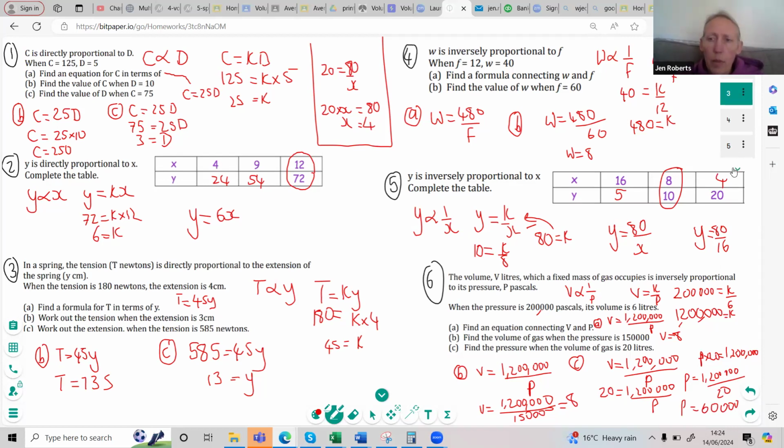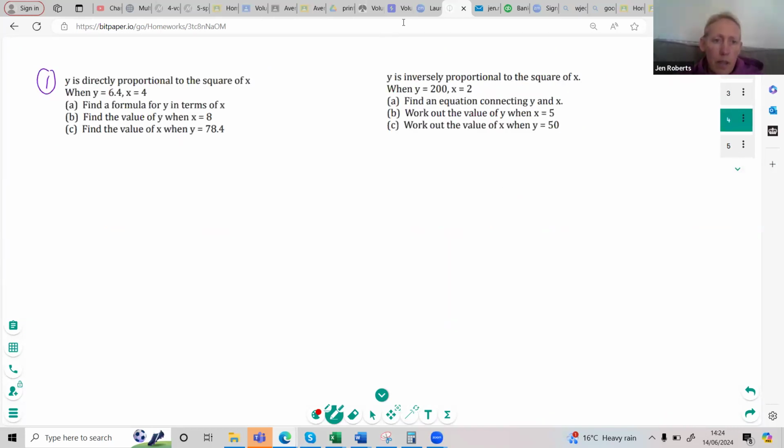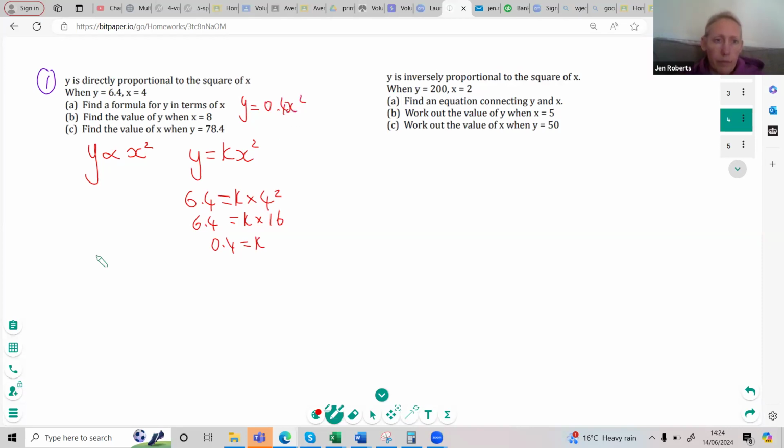Okay, so we're going to look at some slightly more complicated examples now when we're dealing with inverse and direct proportion with squares and cubes. Y is directly proportional to the square of x. So square of x means x squared. Same idea, instead of x, we need x squared though. Let's put our information in to get k. Don't forget we need to write times 4 squared. 4 squared, 16. Make k the subject, divide both sides by 16, k is 0.4. So y equals 0.4 x squared.